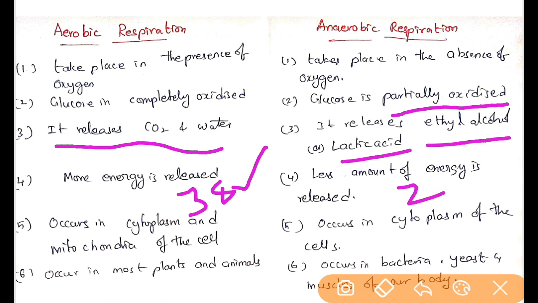Aerobic respiration occurs in the cytoplasm and mitochondria of the cell. Anaerobic respiration occurs in the cytoplasm of the cell, friends. Aerobic respiration occurs mostly in plants and animals, friends. Anaerobic respiration occurs in bacteria and yeast and some muscles of our body, skeletal muscles, friends.